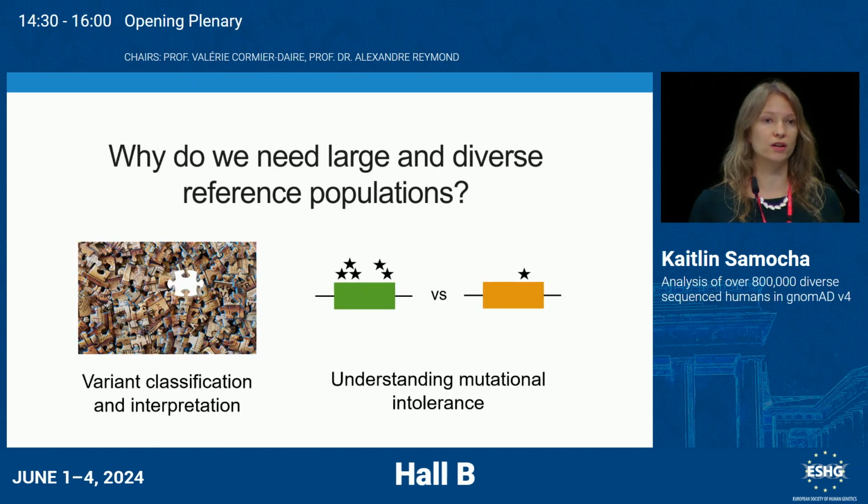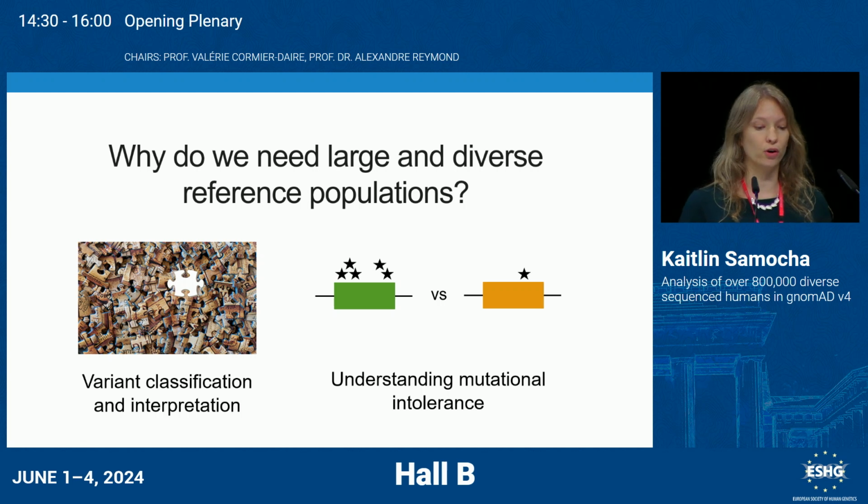Two that we'll focus on here are, of course, improving variant classification and interpretation. In particular, when it comes to rare disease diagnostics, being able to rule out variants as too common is a really critical aspect of having these reference populations. And we know that databases like gnomAD have contributed to diagnoses around the world.